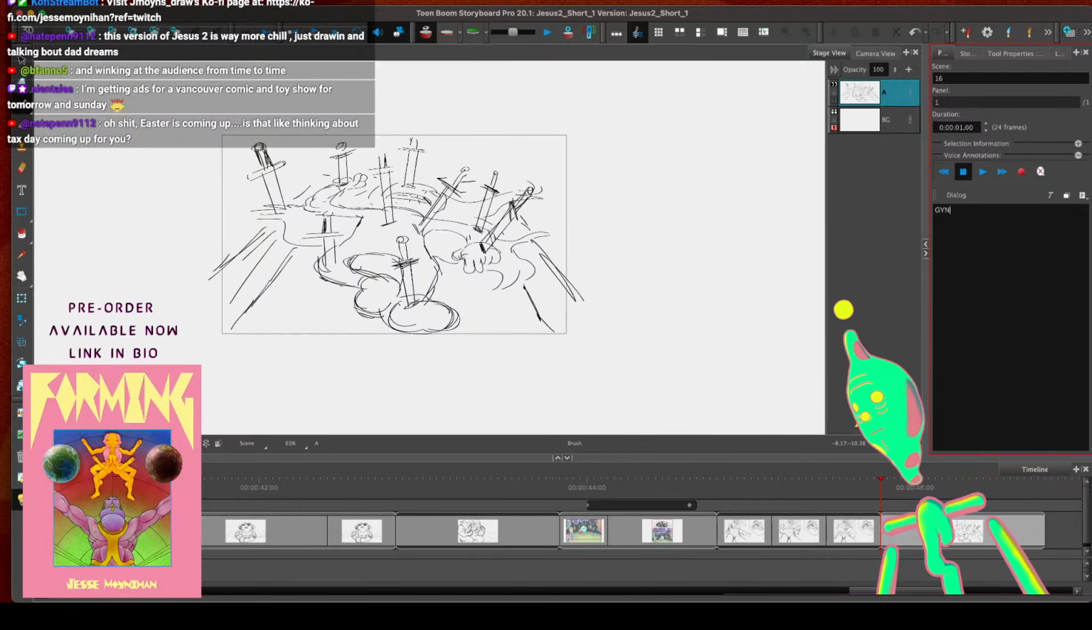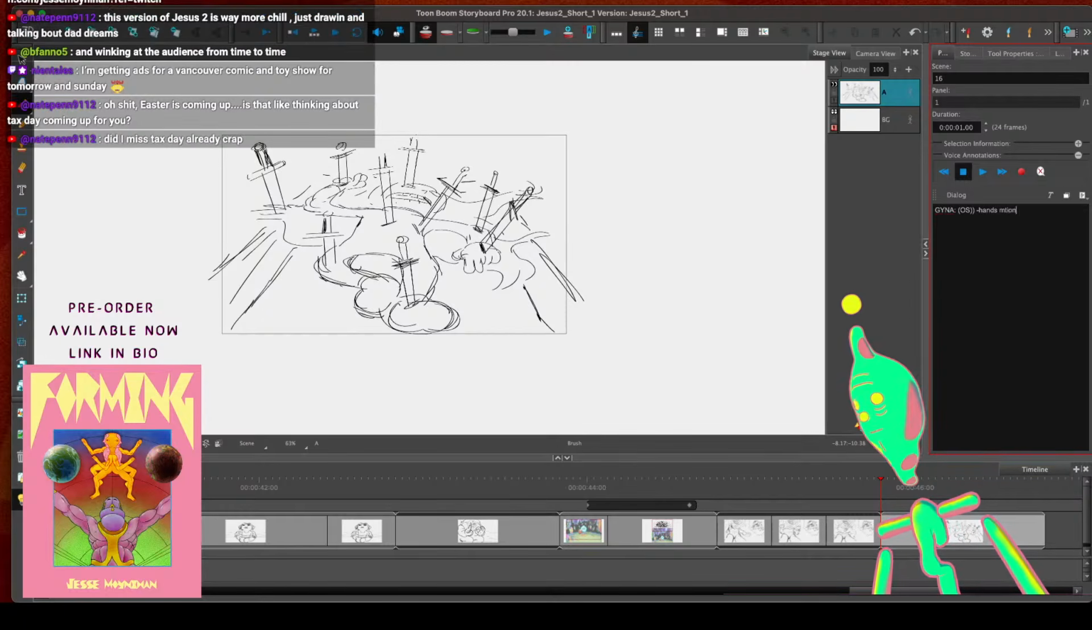So Jonna says off screen. Hands. Motion between two worlds.